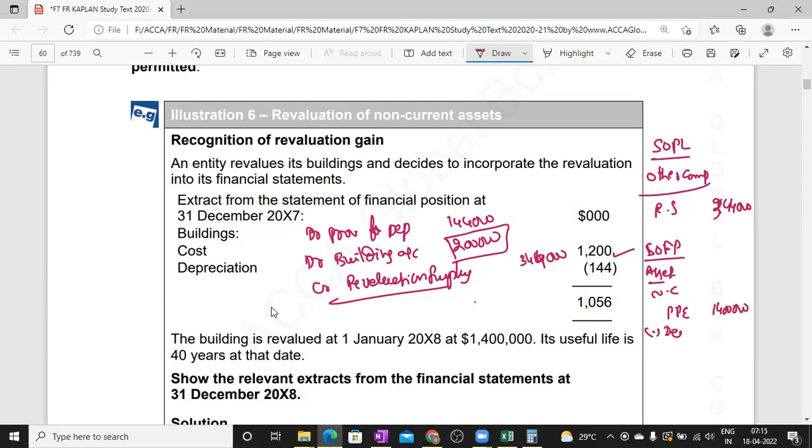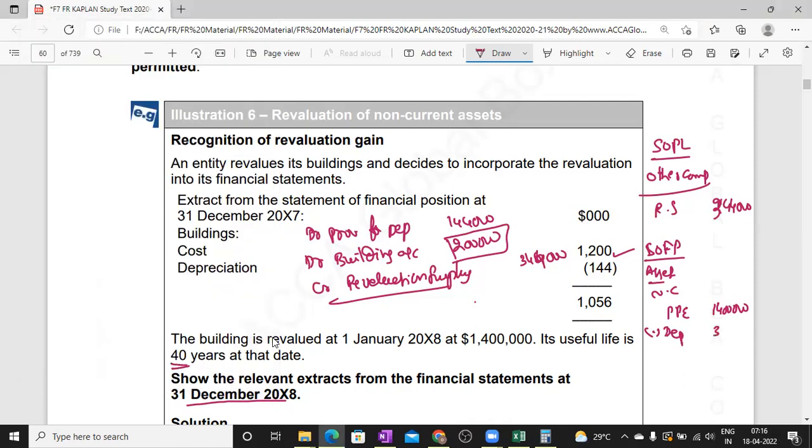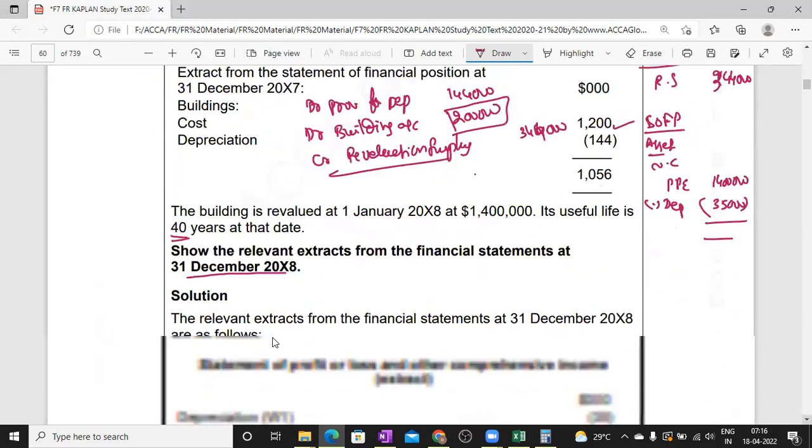We have to provide the depreciation again for the year ending 31st December 2008. What is its useful life? 40 years. So this 14 lakh is depreciated over 40 years. So 14 lakh by 40 years equals 35,000. Then the remaining amount is the book value.